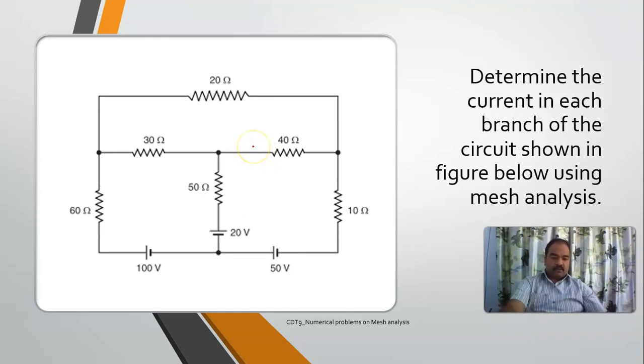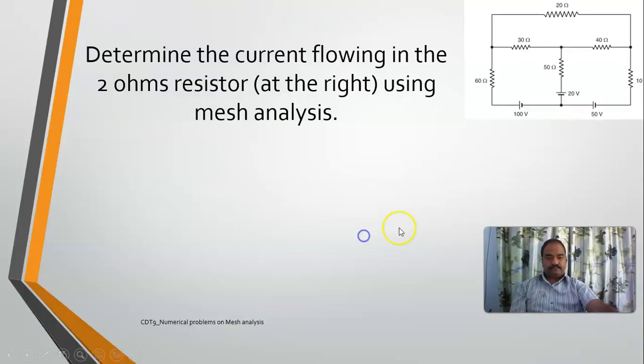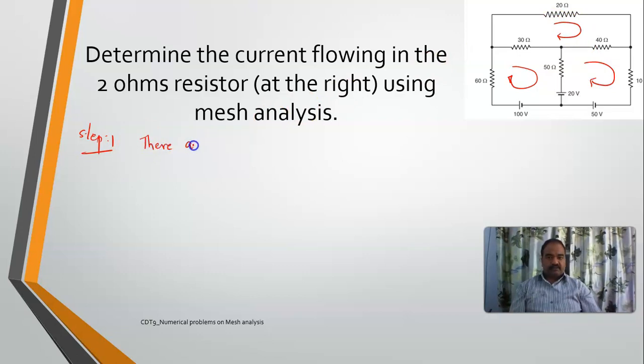So before going for that, let's follow the steps. Step number 1 is identifying the meshes in the given circuit. If you carefully see, this is one mesh, this is another one, and this is your third one, right? So step 1, your job is to identify the meshes. So there are 3 meshes in the circuit.